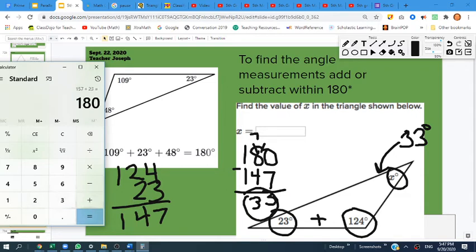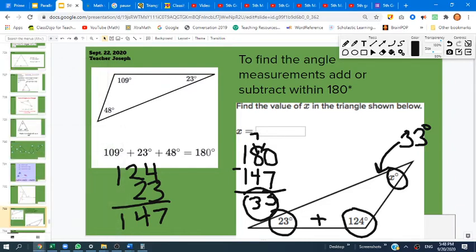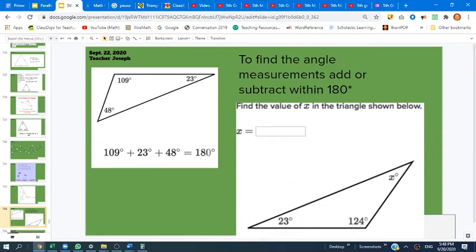So boys and girls, just to recap, you can either add up the angle measurements, like in this example, or you can subtract to get to 180. Either way, you're going to find the answer as long as you do it correctly. Take your time. Let's go to the next problem.